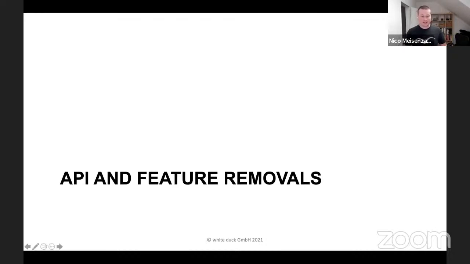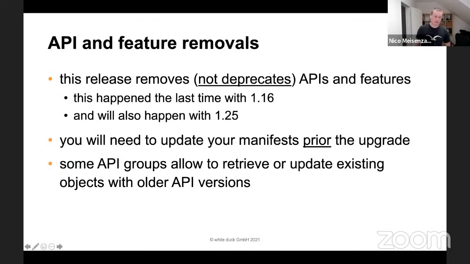So this means in this release, Kubernetes 1.22, we do not have only deprecations, so deprecated features, deprecated API versions, but we also have APIs and features which get removed. Removing basically means you're updating to this Kubernetes version, and you then end up not being able to use this feature anymore. This is something which does not happen in every release.